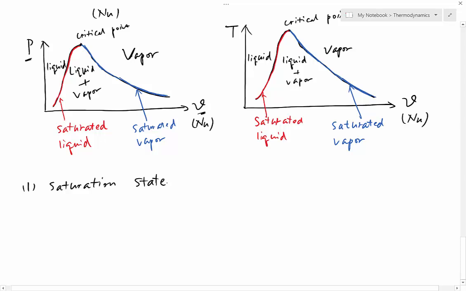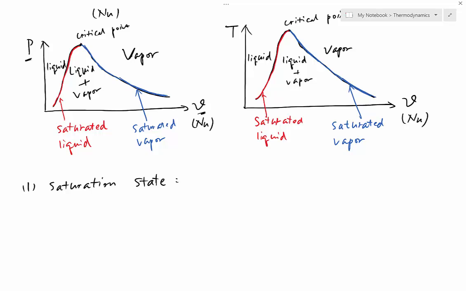Saturation state. What is a saturation state? So today we have two saturation states. First one is called saturated liquid. The second one is called saturated vapor. What do they mean? To understand them, we have to understand the definition of a saturation state.